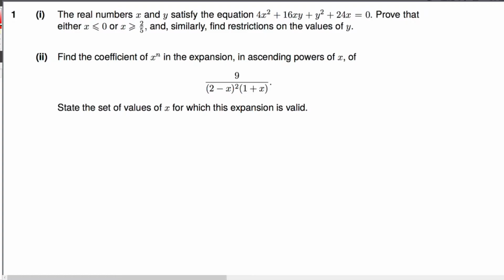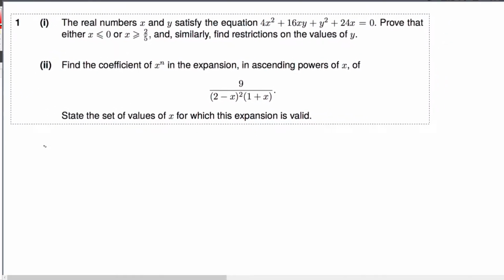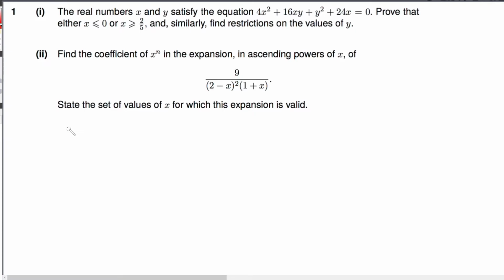So let's first do that rearrangement. Let me check what my writing is like at the moment. It's a bit thick.